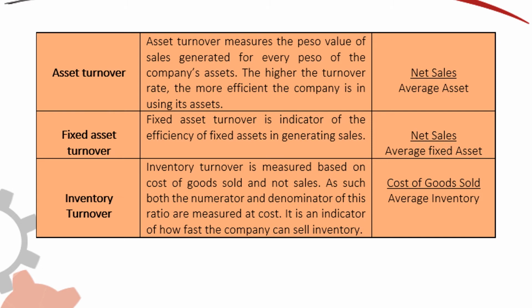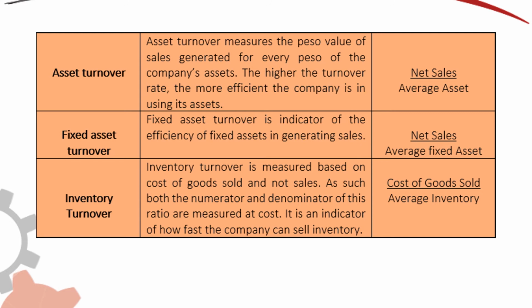The next one is the fixed asset turnover. This is the indicator of the efficiency of fixed assets in generating sales. So for the formula, we have net sales divided by average fixed assets.